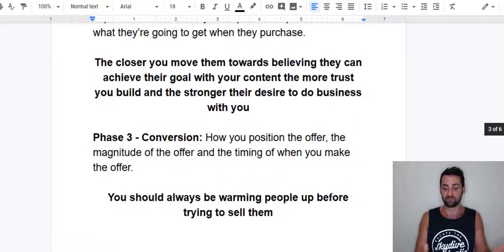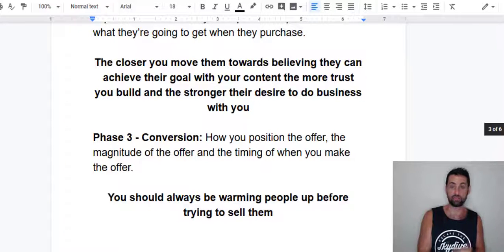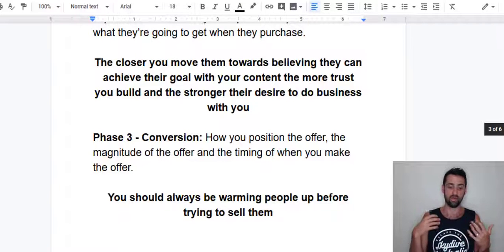So the next part is the conversions. Now this is really about how you're positioning your offer, the magnitude of the offer, and also the timing of the offer. So this might not necessarily be the offer of getting them to buy the product. This might be simply joining your email list, or joining your Facebook group, or becoming a subscriber. It depends. You want to position these types of offers at different places.